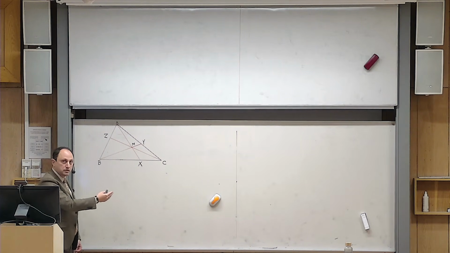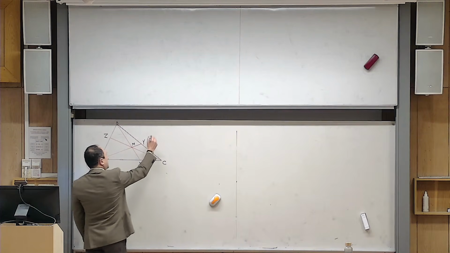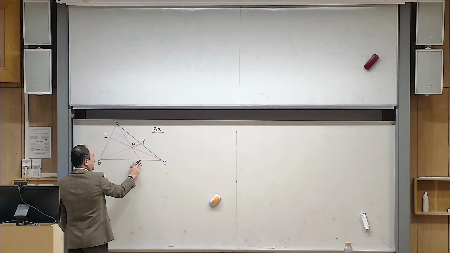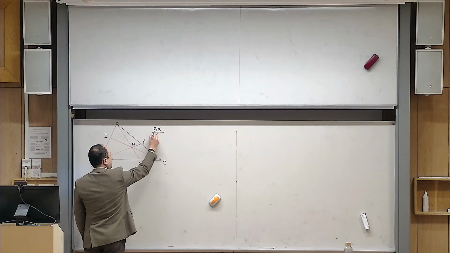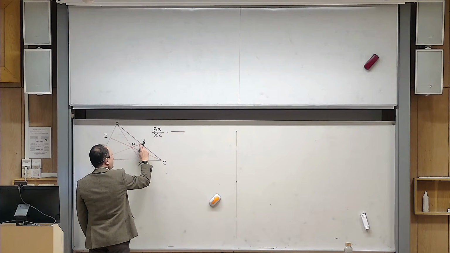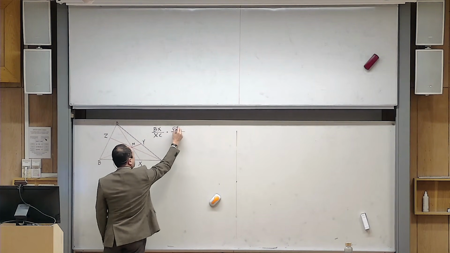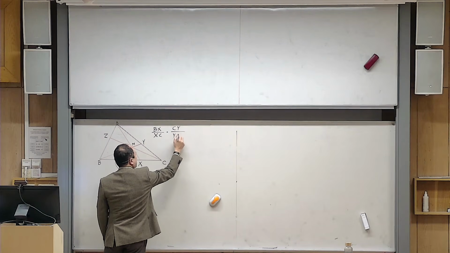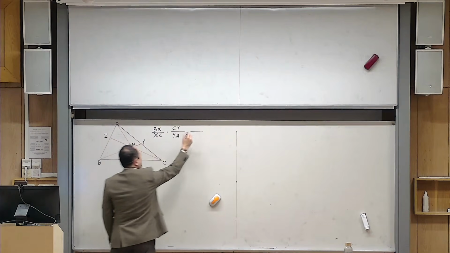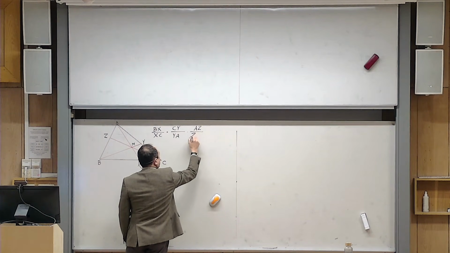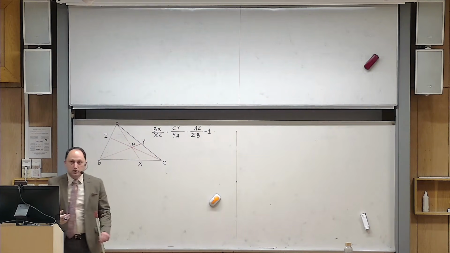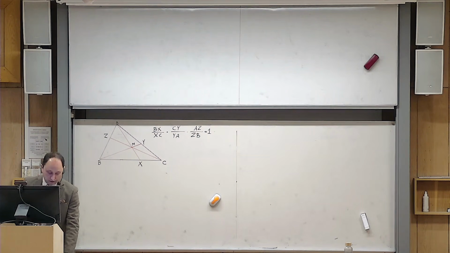If this happens, I want to prove that BX, from here to here, divided by XC, multiplied by CY over YA, multiplied by AZ over ZB, is exactly equal to 1. So this is the claim, this is the assertion in Ceva's theorem.